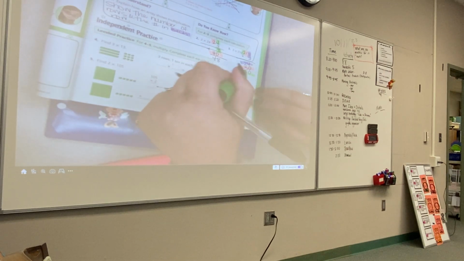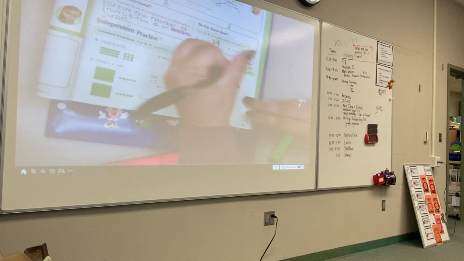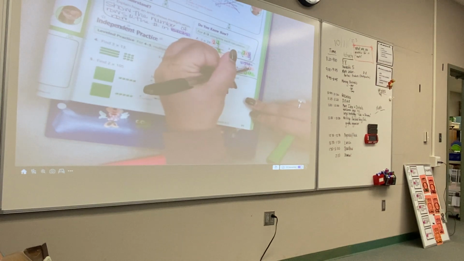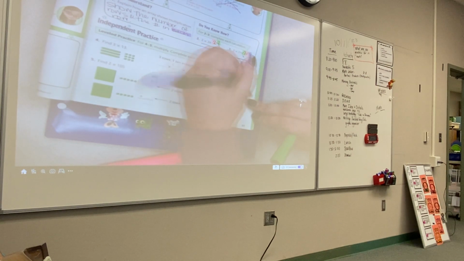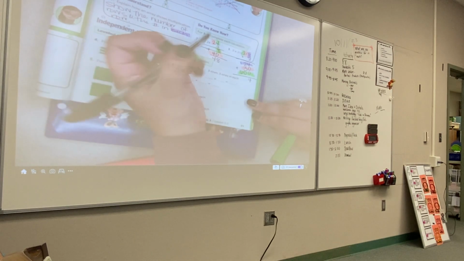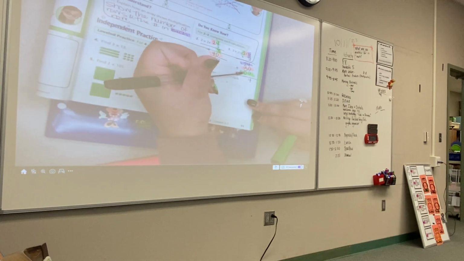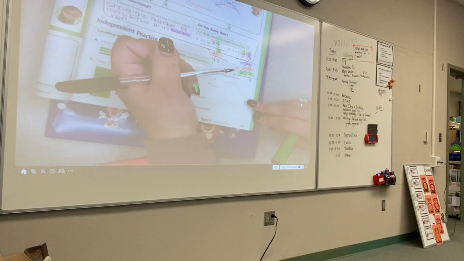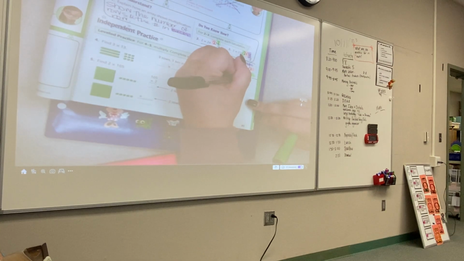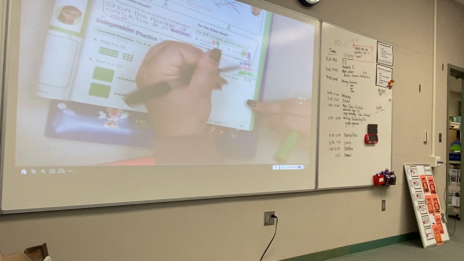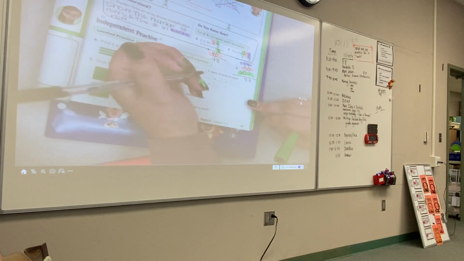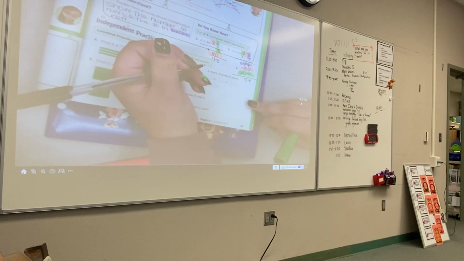And then you will just add those up. So 4 plus 0 is what, class? 4. 4 plus 0 equals 4. 2 plus 3 plus 0 equals 5. And 6 plus nothing else equals 6.